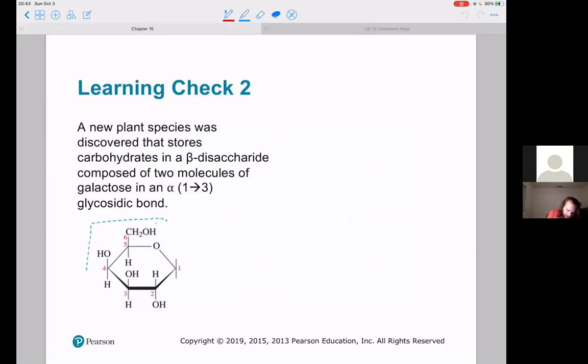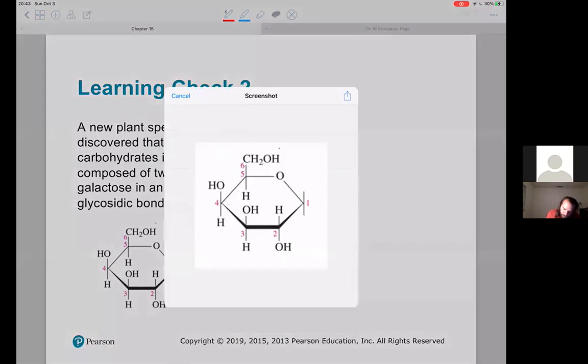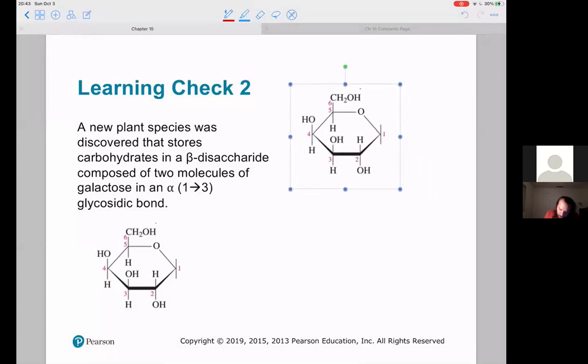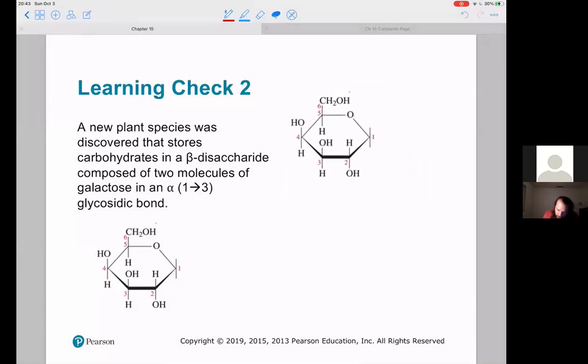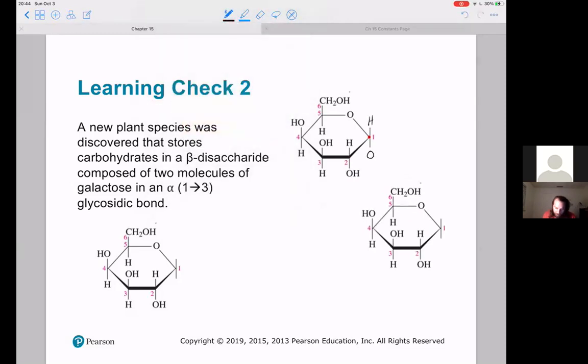So I'm just going to actually copy. Okay, so here are my two units here. I'm going to anticipate that this is going to get a little sloppy, but we'll do our best here. So first of all, this is going to be an alpha glycosidic linkage. That means that the anomeric carbon on that first unit has to be in that alpha conformation, meaning that OH group is pointed down, and so there should be a hydrogen here.